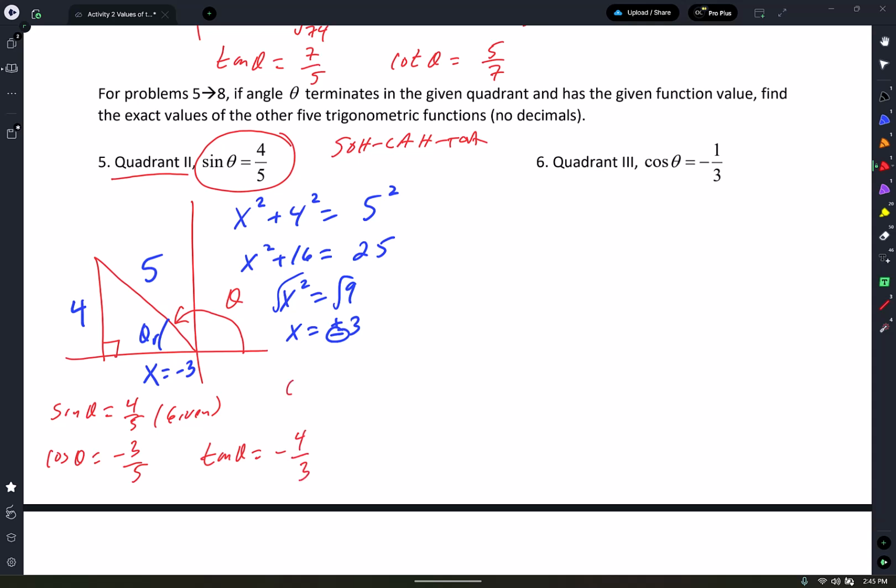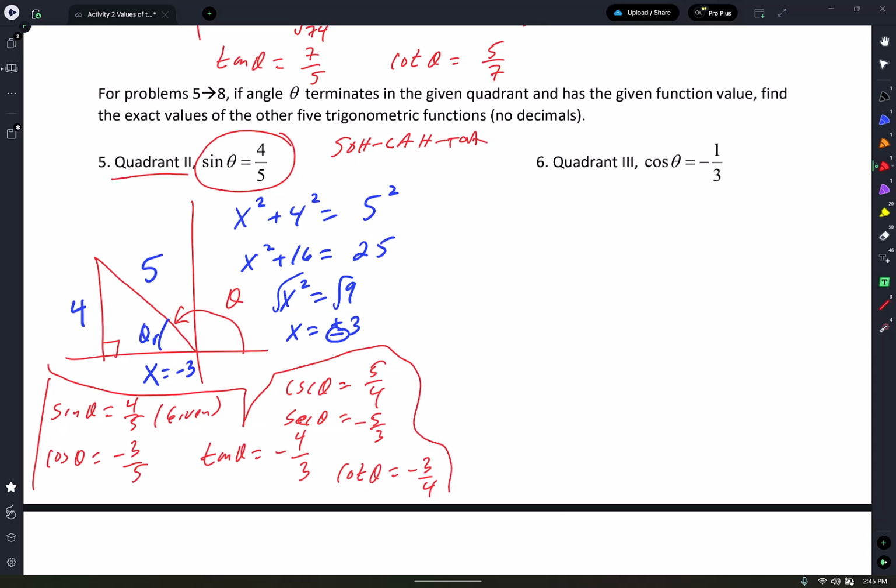Okay, here we go. Cosecant theta. Cosecant's the reciprocal of sine, so 5/4, kind of given. Secant, SEC, that's the reciprocal of cosine, so negative 5/3. And finally, cotangent is the reciprocal of tangent, so negative 3/4. Sorry, they're all over the place, but here they are. Pretty straightforward, guys.